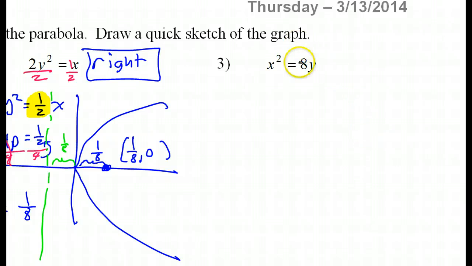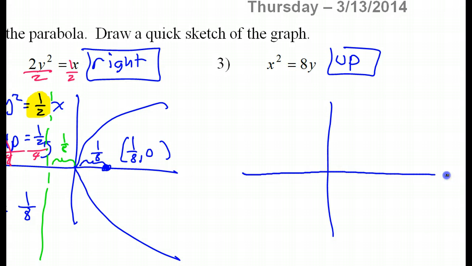Alright, looking at number 3. Is this going to be up, down, left, or right? Well, this one's going to be up. Ignoring the 8 for a second, y equals x squared. That's normal. That's what we learned in the first place. And since everything is positive, I know it will be up. So we might as well start off with my quick sketch. We know it's going to be this type of a parabola, upward facing.